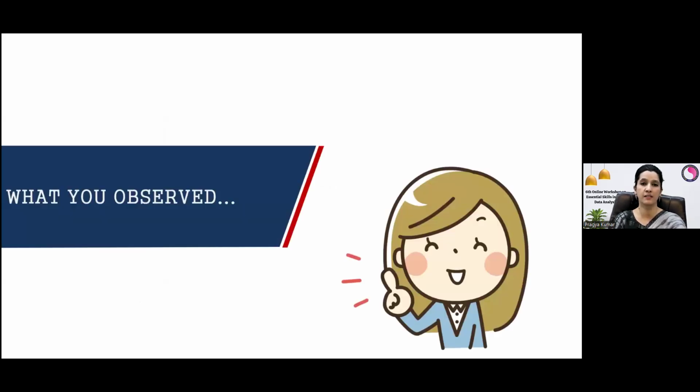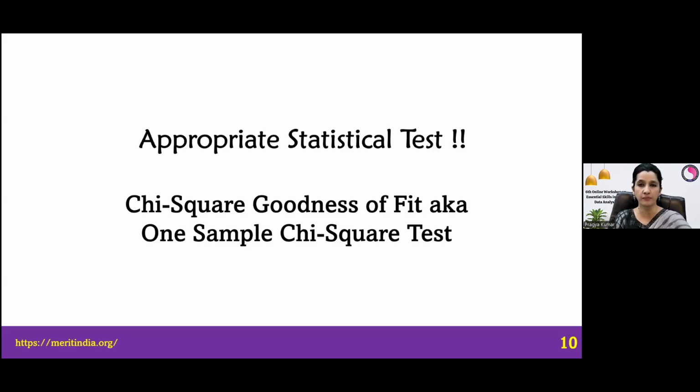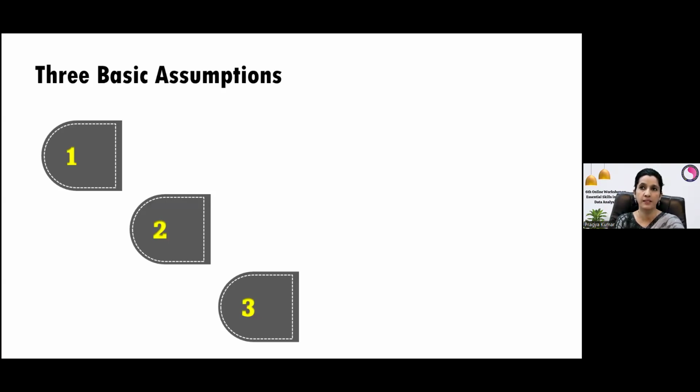So for all these types of research questions, what we have observed is that there is a single variable in all these cases. The levels of these variables might vary. That means it can be a binomial variable having only two levels, or it can be a polytomous variable which has more than two levels, like category of BMI or blood grouping, where blood group has four levels, or the category of BMI has three levels. Then this chi-square test of goodness of fit, which is also known as the one sample chi-square test, is the appropriate statistical test. So there are basically three assumptions.